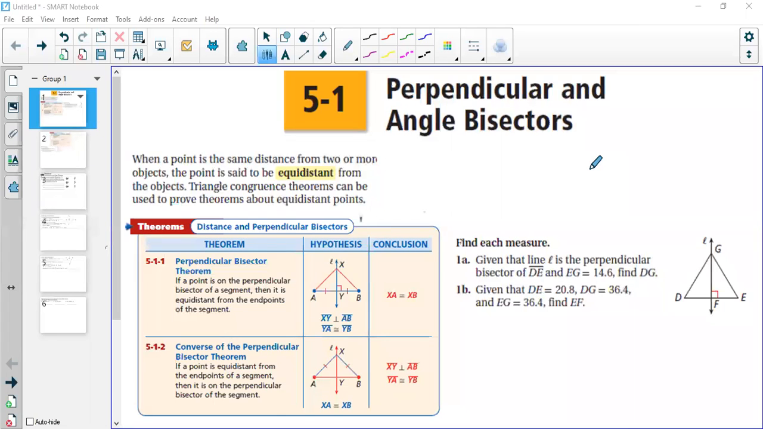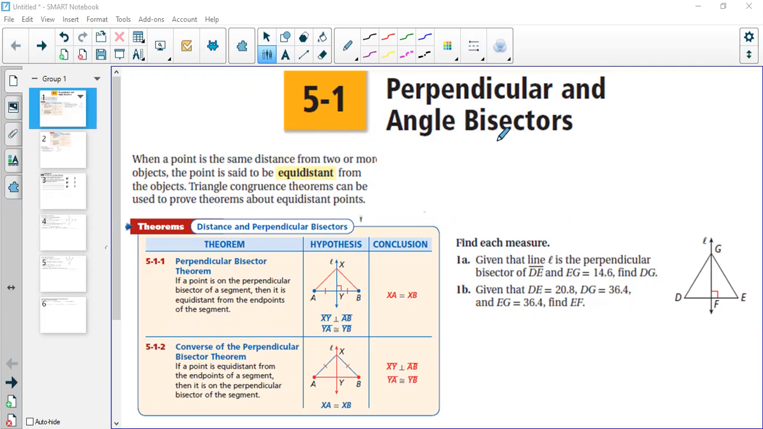Hello everyone, in this video we will be learning Chapter 5 Lesson 1, which is about perpendicular and angle bisectors. By now you will definitely have an idea what perpendicular bisectors are, and also the word bisector, which you have used often. A bisector is a line which divides an angle or a line into two equal parts. Bi means two, and sect means part. So two equal parts is what is meant by bisectors.